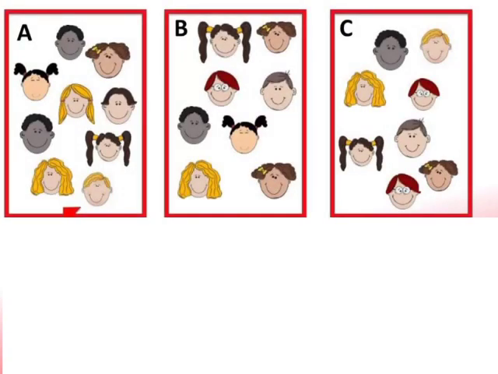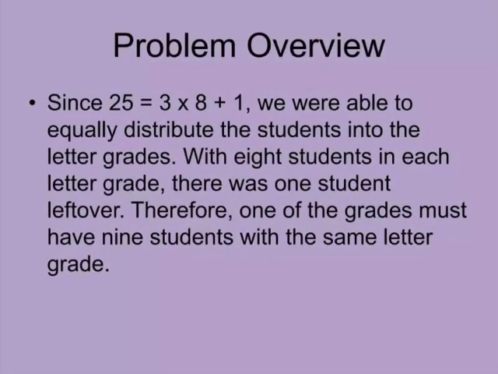We can show that 9 students have the same grade because the number of students is greater than the number of holes. So, yan, mapapansin natin sa A na meron na siyang 9 na students. Problem overview. Since 25 is equal to 3 times 8 plus 1, we were able to equally distribute the students into the letter grades. With 8 students in each letter grade, there was 1 student left over. Therefore, one of the grades must have 9 students with the same letter grade.